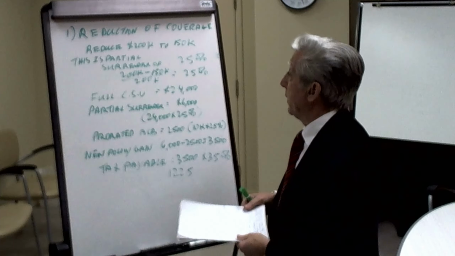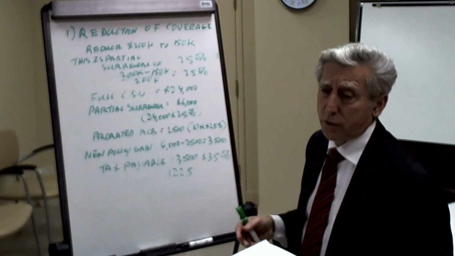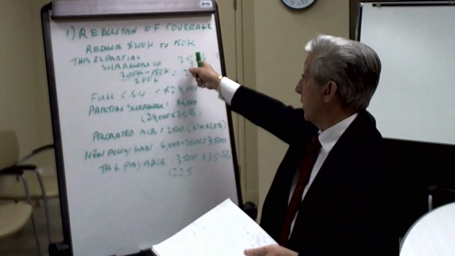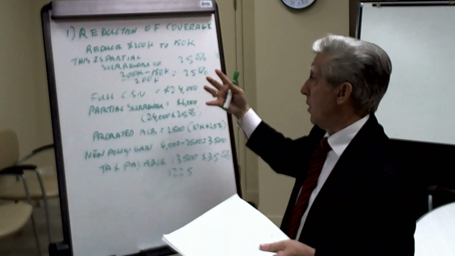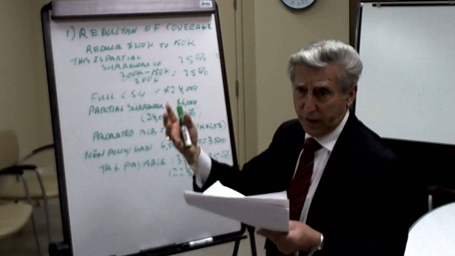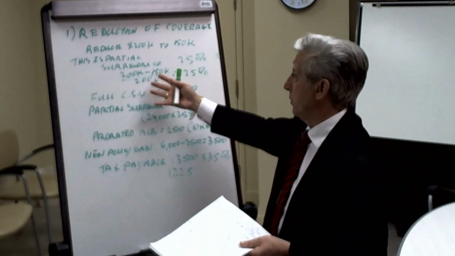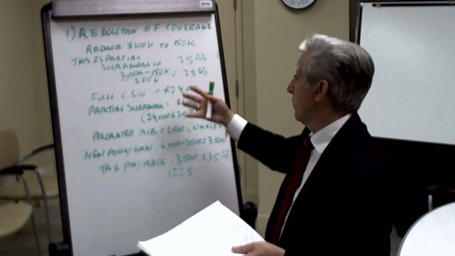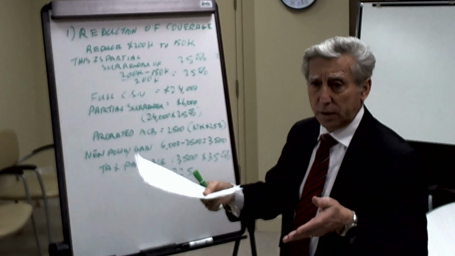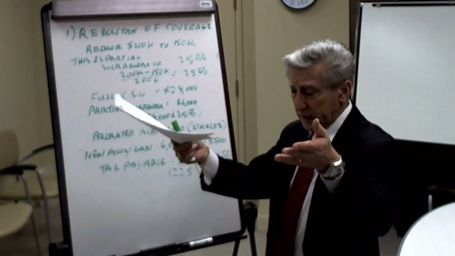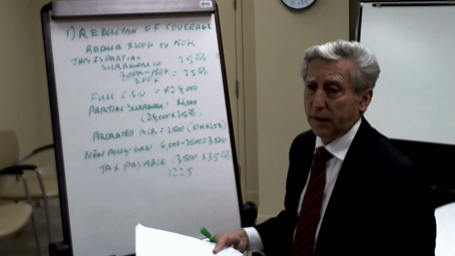Okay, so just a quick review of this, because I know it gets very confusing. When we reduce coverage from one number to another, as we've done here, from $200,000 to $150,000, the first thing we have to calculate is the percentage of actual reduction. We take the 200 minus 150 divided by 200, and in this case that is 25%. So now we know that everything depends on that 25%. Basically everything reduces by 25%.